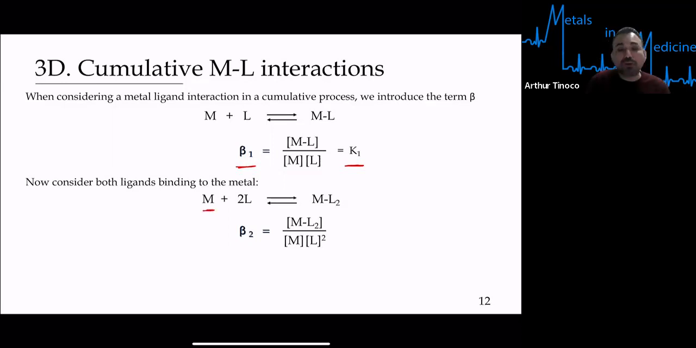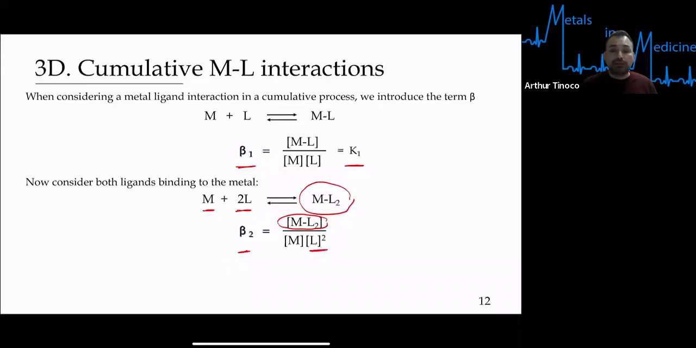So when we have that one metal interacting with two ligands in this cumulative process to form the product M with the two ligands bound to it, now we can use the beta expression to express this process, because now we're not breaking it down to individual binding events. We're depicting this as an overall process, so that beta 2 equals the concentration of that product that we have formed, divided by the concentration of the metal times the concentration of the ligand squared, right? So here now the beta expression is taking into consideration the cumulative process.